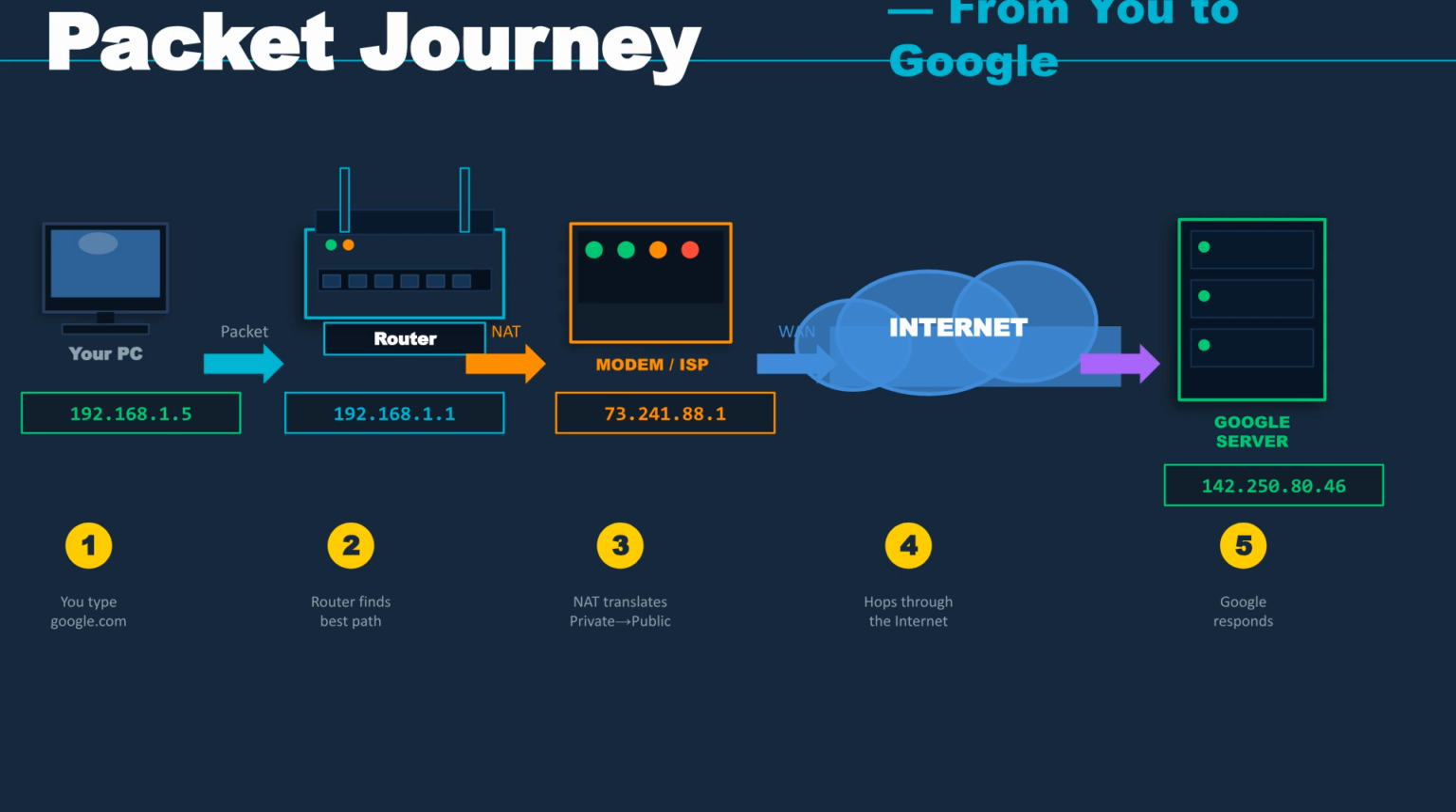When you request a website like Google, your PC sends a packet to the router. The router uses its routing table to find the best path. Network Address Translation, or NAT, then converts your private IP to a public IP, allowing the packet to hop through the internet to the destination server, which then responds.